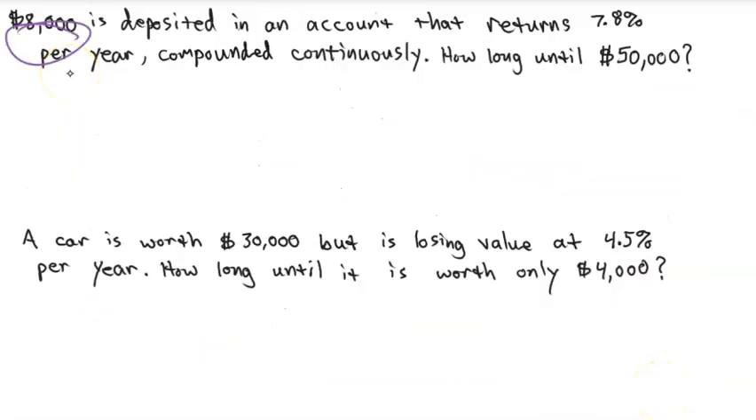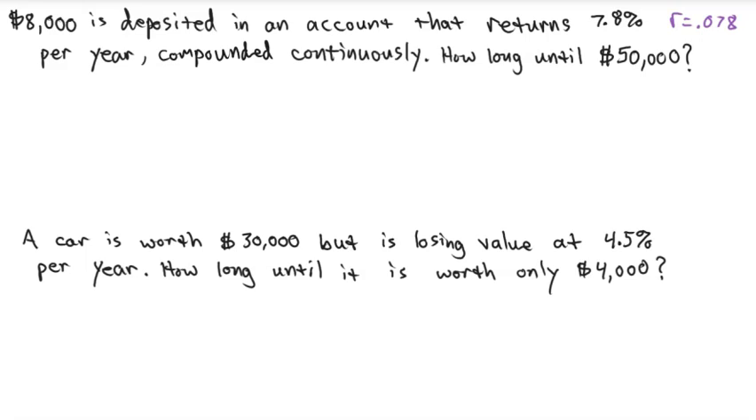All right, here we have $8,000 is deposited in an account that returns 7.8%. Returns means it's growth. Returns means growth, okay? So here, the 7.8%, that means that R is 0.078, and it's positive, it's plus, okay, per year. Oh, this is compounded continuously, so it's going to be an E. How long until there's $50,000, okay?